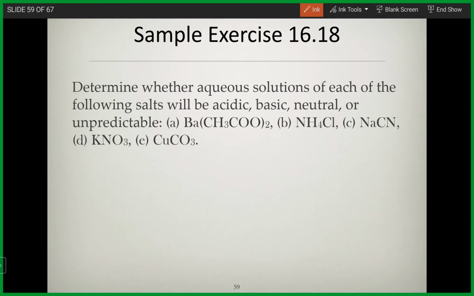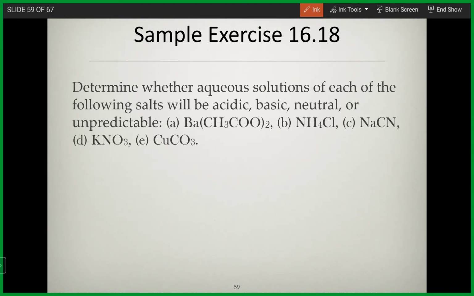Okay, so looking at these ones, we've got a list of different salts, and we want to determine if we took these and placed them in water, would it make the solution acidic, basic, neutral, or unpredictable, meaning that we'd have to look specifically at the Ka, Kb values to determine it. And again, we just want to think about, of those different ions that would be produced, are they the conjugate base or the conjugate acid of a weak acid, weak base, strong acid, strong base, and we can use that to determine exactly what's going to occur here.